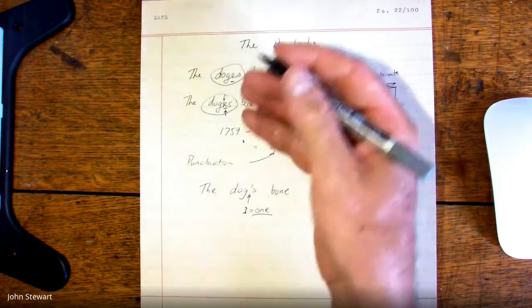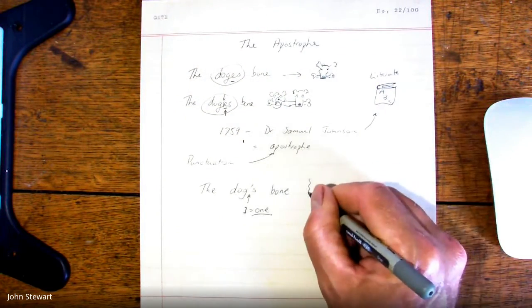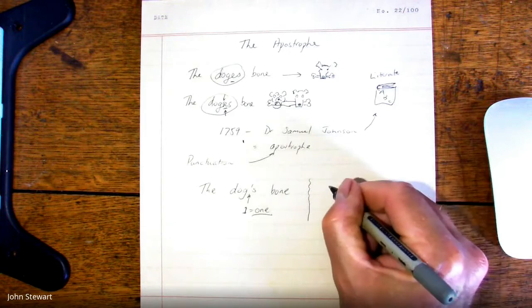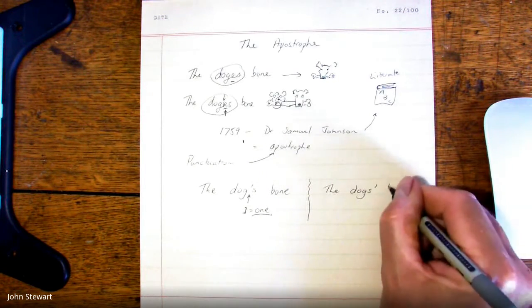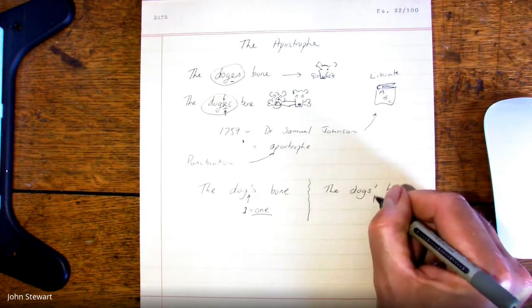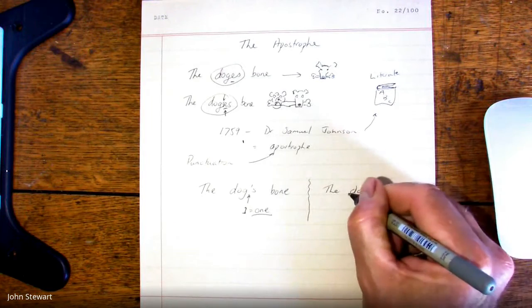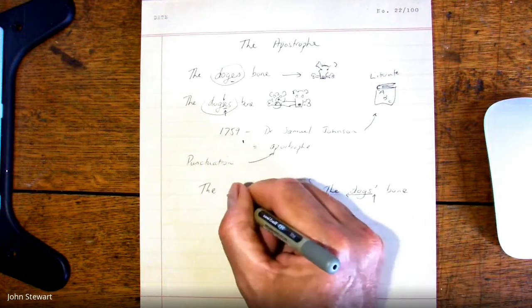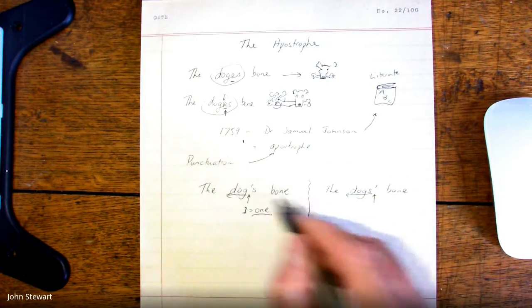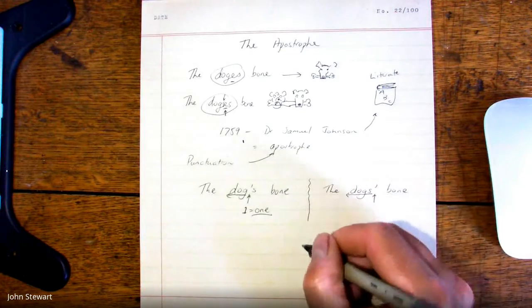Now, what if I've had the two dogs owning a bone? In that circumstance, we had the dogs' bone. Notice now the apostrophe comes after the S, so anything before the S tells me the ownership. Here I have one dog, here I have dogs. Now this leads us to the finger rule.